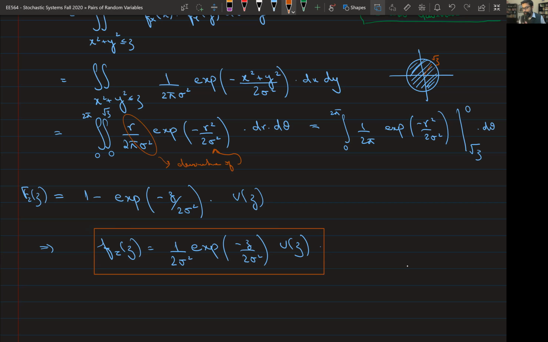Any questions? Once again, a robot distributed in an xy coordinate system with zero mean for the x and zero mean for the y, its distance from the origin squared, how will that be distributed? That will be distributed as an exponential distribution. Okay, that's an important result. No questions?